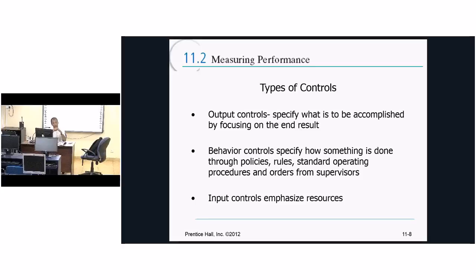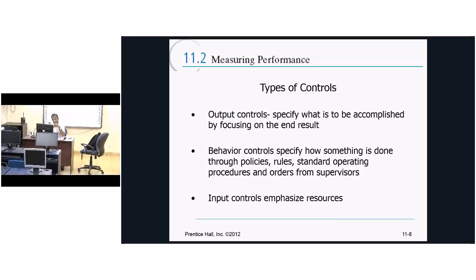You need to have a PhD. You need to have published this many research papers. You need to have this much industry experience in order to do this. So those are input controls. When you are measuring performance, you can measure at the output level. You can measure performance at the behavior level through policies, rules, and standard operating procedures, or you measure the inputs.